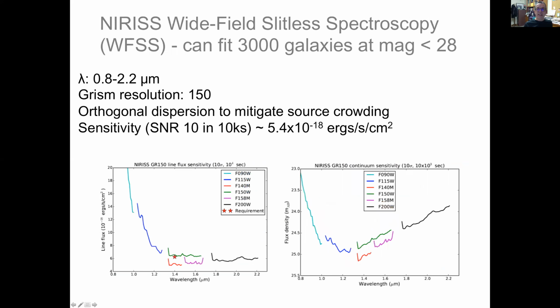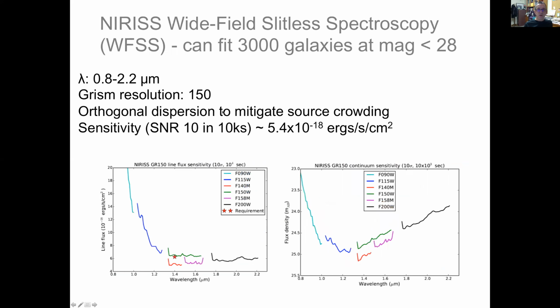So wide field slitless spectroscopy. This is very similar to NIRCam, and we have 2 grisms that provide a resolving power of about 150. NIRCam is 1,000, so this one is more optimized for high redshift galaxies, but it covers a short wavelength part, so it's very complementary to NIRCam.